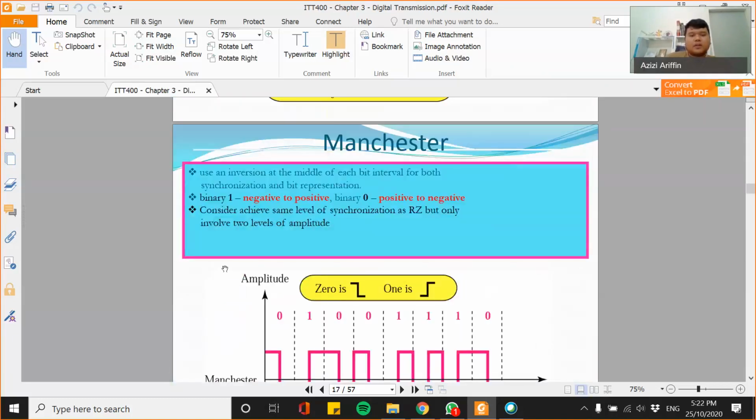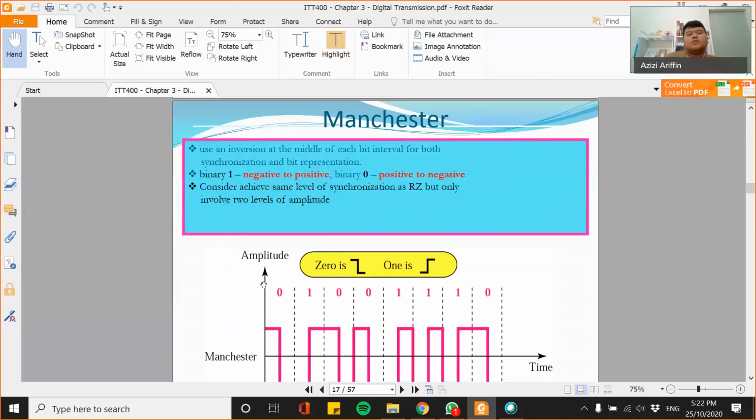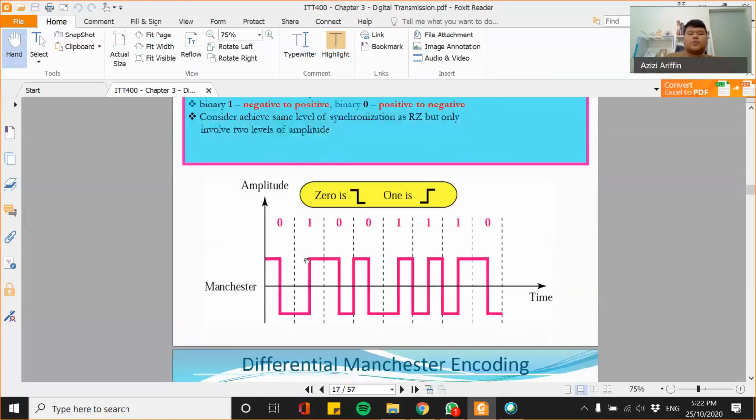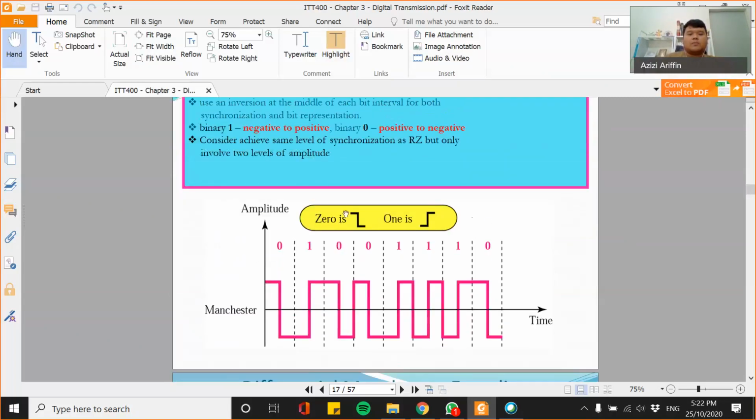Okay. So next, this is a famous one, Manchester. It uses an inversion at the middle of each bit interval for both synchronization and bit representation. So in binary, if you want to represent a 1, it's negative to positive. If we want to represent zero, it's positive to negative. So if it's a 0, the signal will have this pattern. If you want to represent one, the signal pattern is from negative to positive, right?